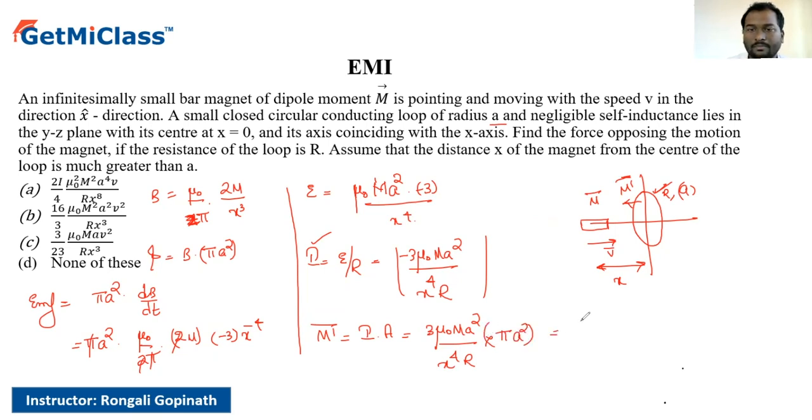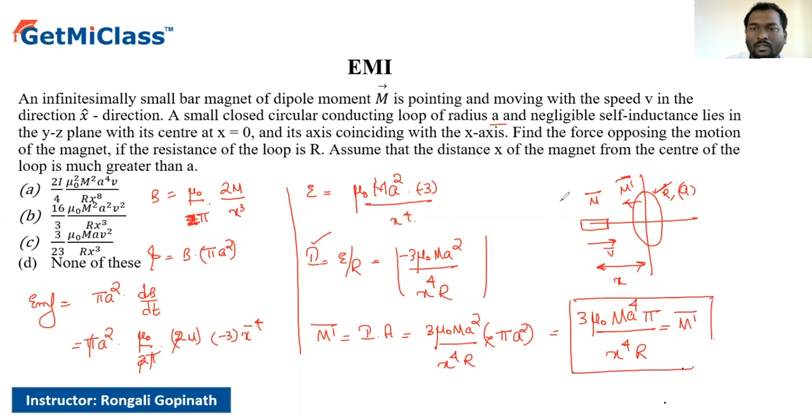That would be 3 mu naught m a to the power 4 pi by x to the 4 R. This is the magnetic moment of the loop, and we have the bar magnet's magnetic moment. What is the potential energy between these two at this particular instant of time?